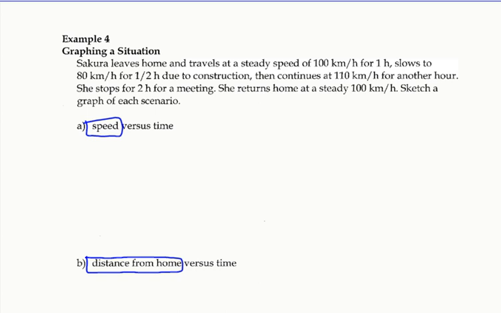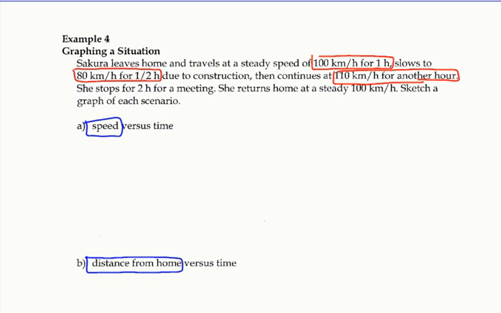Sakura leaves home and travels at a steady speed of 100 kilometers per hour for 1 hour. She slows to 80 kilometers per hour for half an hour due to construction, and then continues at 100 kilometers per hour for another hour. So there are 3 different things here, right? 1, 2, 3. Then what happens?